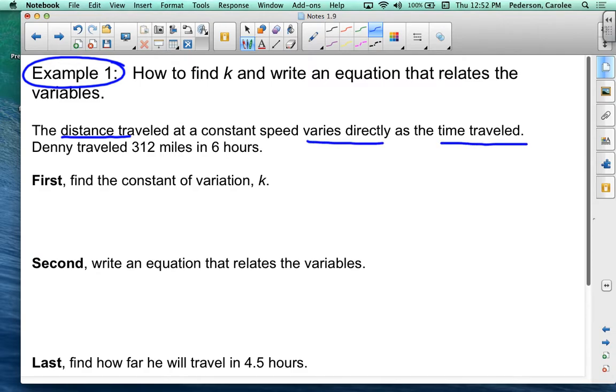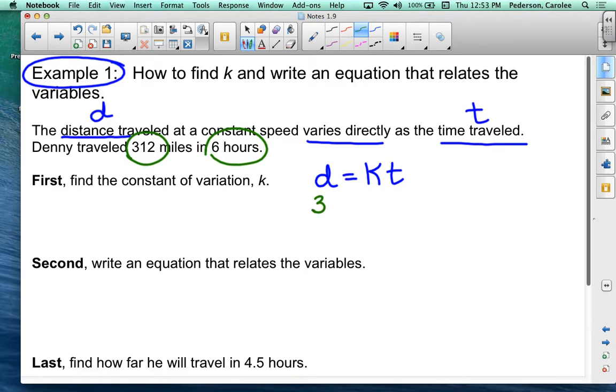So that's our first part that we're going to pick out. So I'm going to identify this as my distance d, my variable d, and my time as my other variable. So how we write an equation is distance equals the direct variation to time. You're always going to have that k in there. And what we want to do is find the k. So we're going to take these two numbers, distance and time, and substitute into this equation.